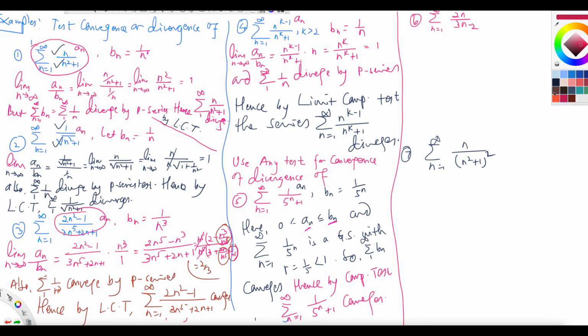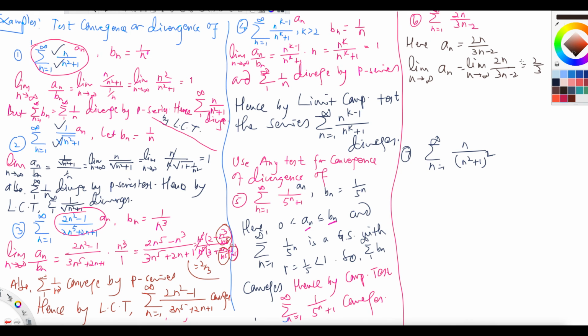Let me do here. So here a sub n, that is the nth term, is 2n over 3n minus 2. What is the limit of that? The limit as n tends to infinity of a_n is equal to the limit as n tends to infinity of 2n over 3n minus 2. So it is infinity over infinity. You can use L'Hopital's rule. So you get 2 over 3.